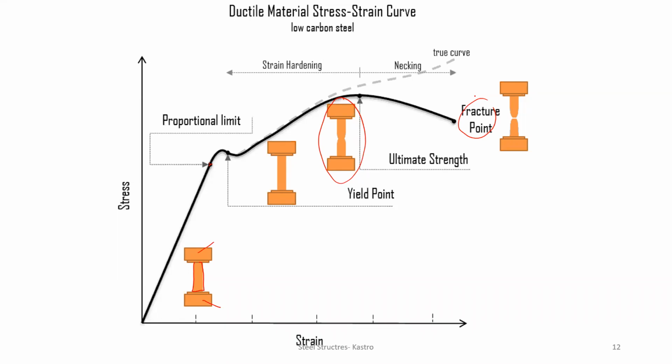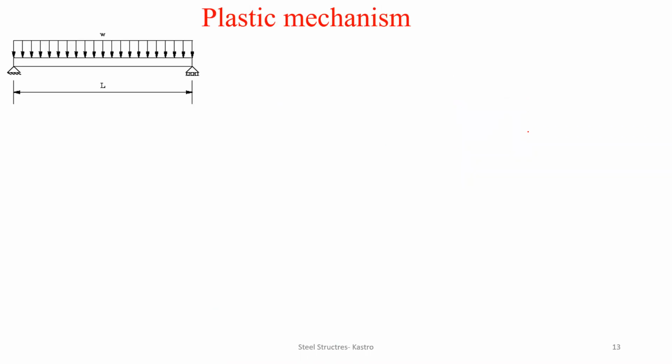Now I said in order to do the plastic analysis, this entire portion will not be there. This is called the strain hardening effect. The yield point, ultimate point, and the breaking point, all these 3 points are considered as a perfect straight line. Anyways, we'll talk about this. So let's look at the plastic mechanism.